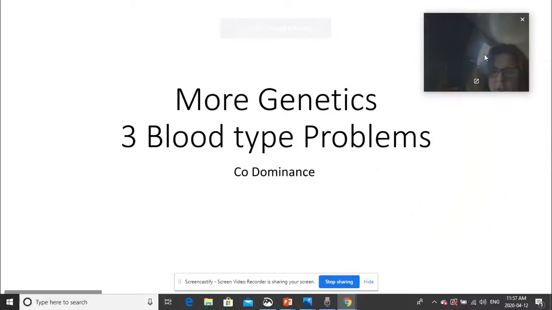Okay, so here we're going to look at 3 blood type problems where you need to figure out the answer with Punnett squares, just for a little bit more practice.